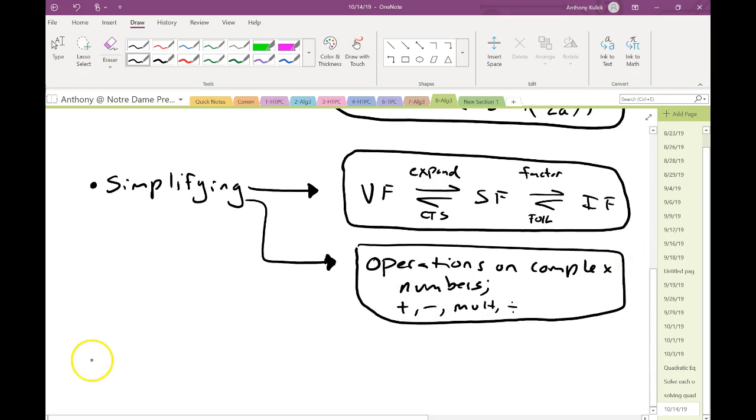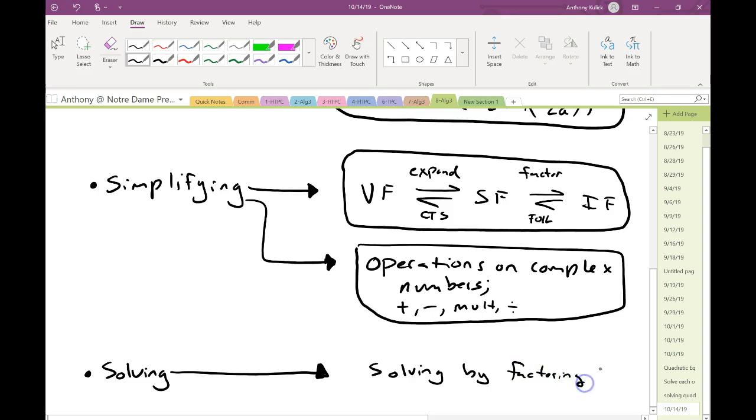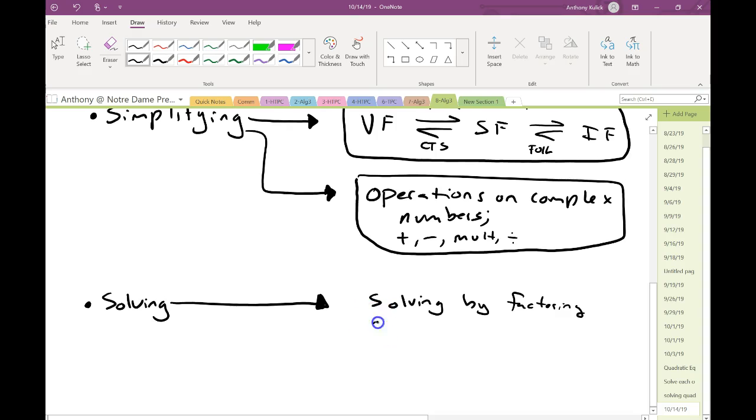And then the final skill that we were responsible for was solving. We talked about three different ways to solve. We talked about solving by factoring. We talked about solving directly, where we just use a square root to do it. And then we talked about using the quadratic formula.